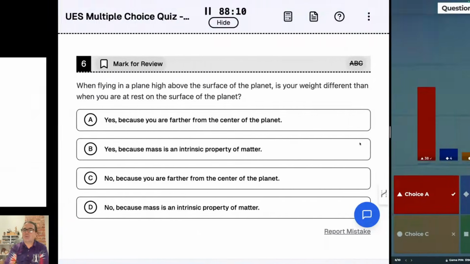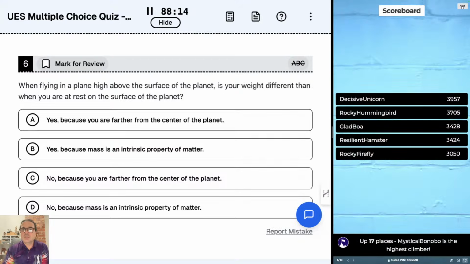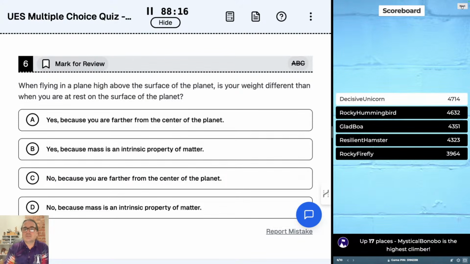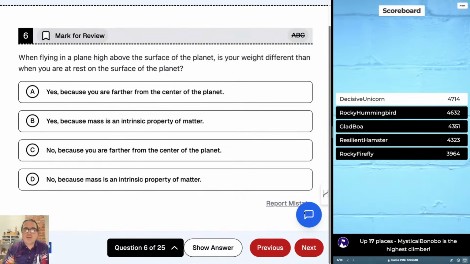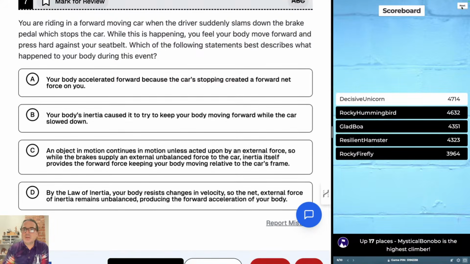Beautiful. Moving on to question 7. Let's see if Decisive Unicorn is still in the lead. Decisive Unicorn. Oh, I believe you're losing. Somebody's getting... Rocky Hummingbird is catching up. I don't know. We'll see. All right. Moving on from question 6 to question 7. Looks like we'll be good there. And next.